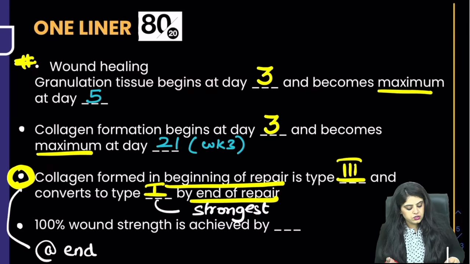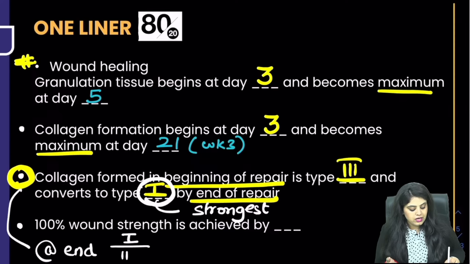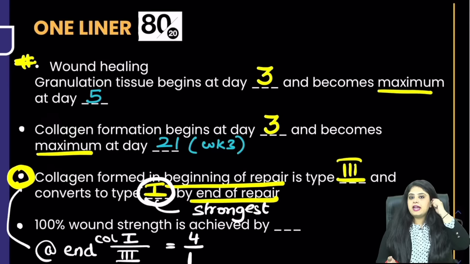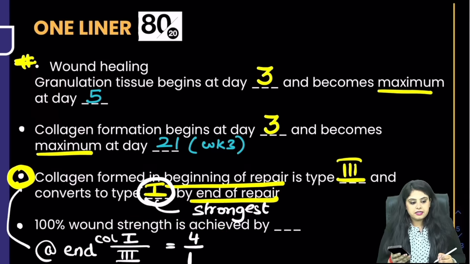At the end, what is the ratio between the two collagens? Which is more? Of course, ma'am, end may everything has come down to collagen 1. So if they ask you the ratio between collagen type 1 and collagen type 3 at the end, what is it? 4:1. Very, very good. So end may basically what we have is collagen 1 has become more, right? Settled. This is also done.